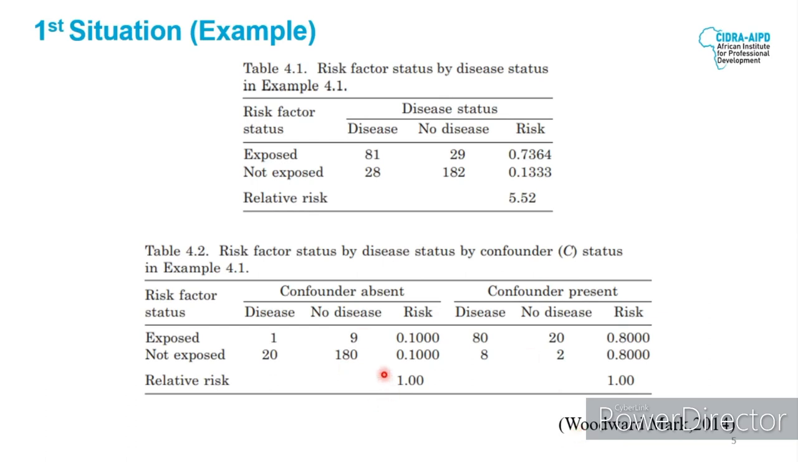In the former case, both those exposed and unexposed to the risk factor have a disease risk of 0.1, and hence the relative risk is 1. In the latter case, the two risks are 0.8 and hence the relative risk is also 1. When considered within levels of C, the supposed risk factor has absolutely no effect on the disease. The apparent relationship is entirely explained by the confounding factor C.